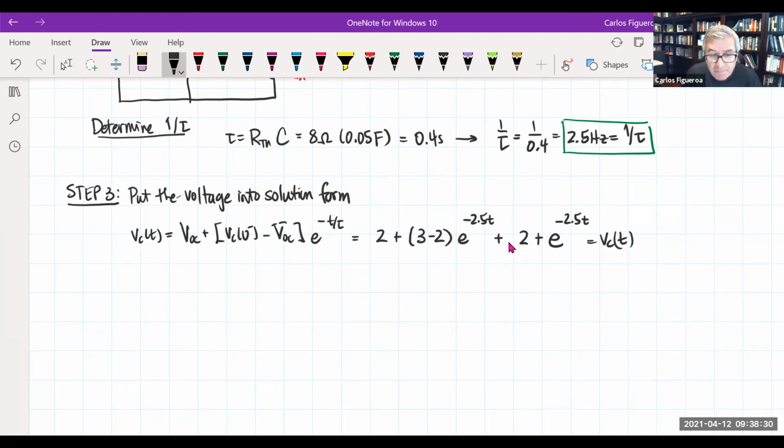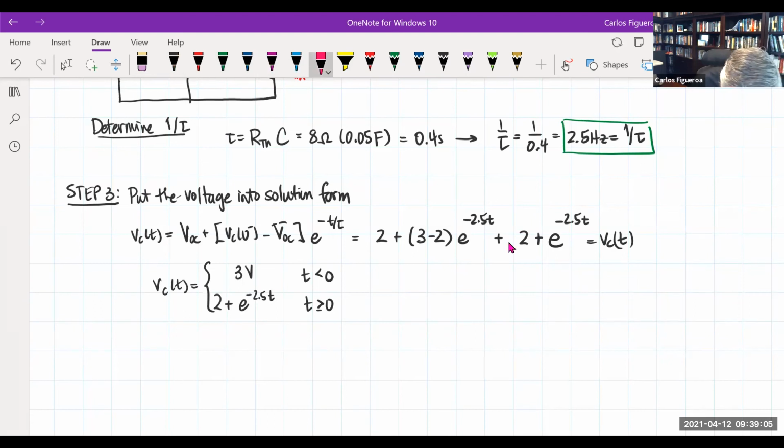Now, I don't have to do this, but I'm going to try to make it a little bit easier for plotting. So the way I'm going to write this then is like this. My solution then is VC of t. We know that this is the important value, like this, and this is for t greater than 0. And then it's 3 volts for t less than 0. And I'm going to say that this is the solution.